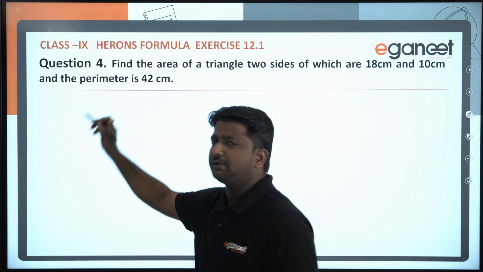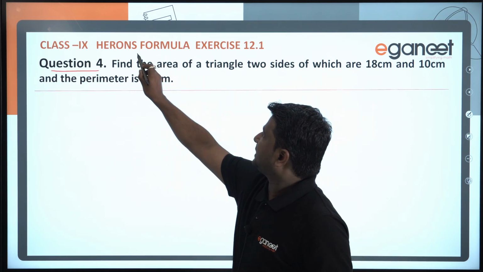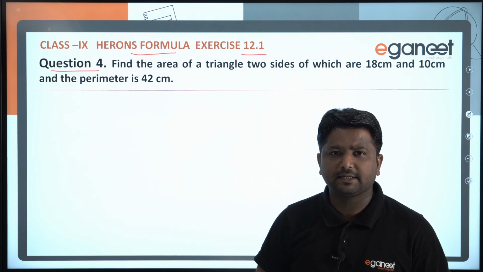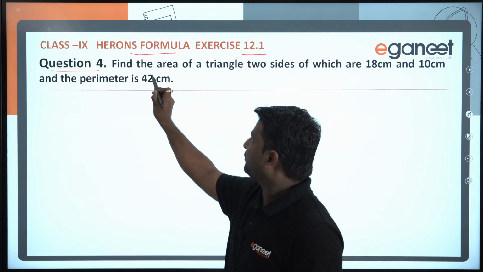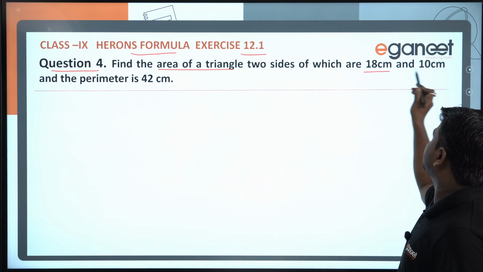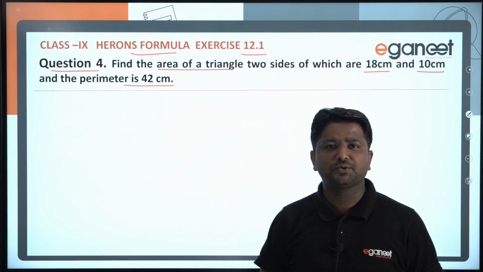In this video, we are going to solve question number 4 from chapter Heron's Formula, exercise 12.1, class 9th NCERT. Let's read the question. Find the area of a triangle, two sides of which are 18 centimeters and 10 centimeters, and perimeter of the triangle is 42 centimeters.